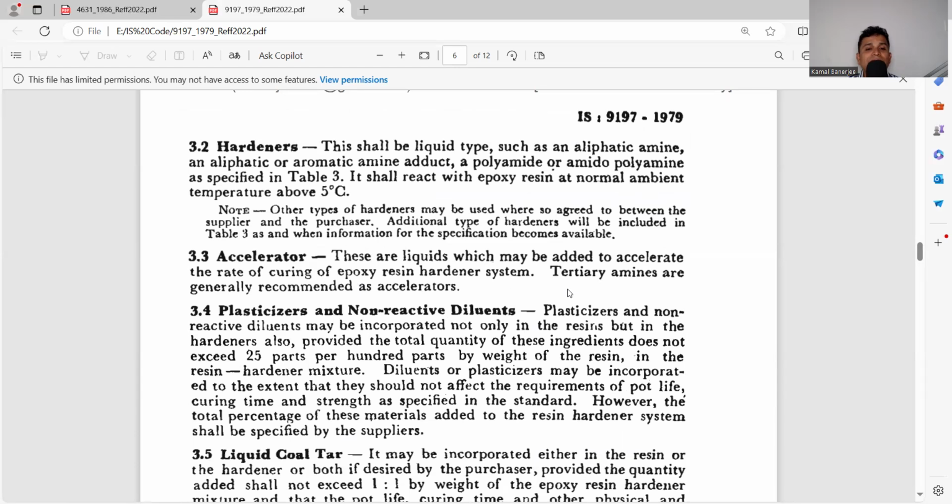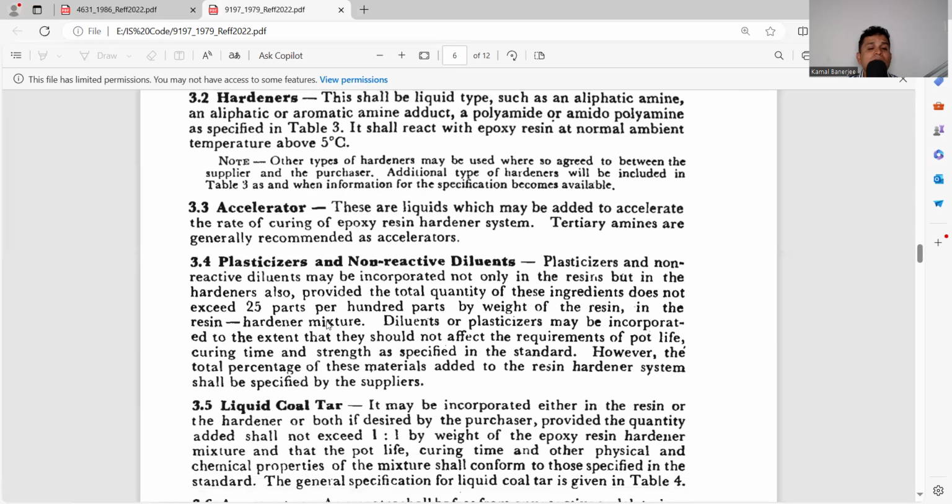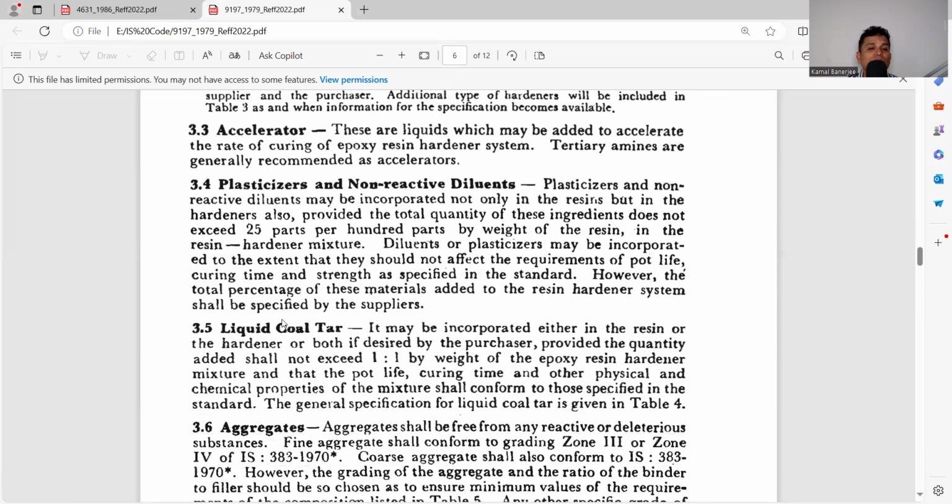Then plasticizer and non-reactive diluents. Plasticizer and non-reactive diluents may be incorporated not only in the resin but in the hardener also, provided the total quantity of this ingredient does not exceed 25% per 100 parts by weight of the resin. So plasticizer also can be used as per the requirement of the project, and the maximum percentage is also mentioned. So if you need plasticizer or non-reactive diluents, what you need to follow is clause 3.4 of IS 9197.